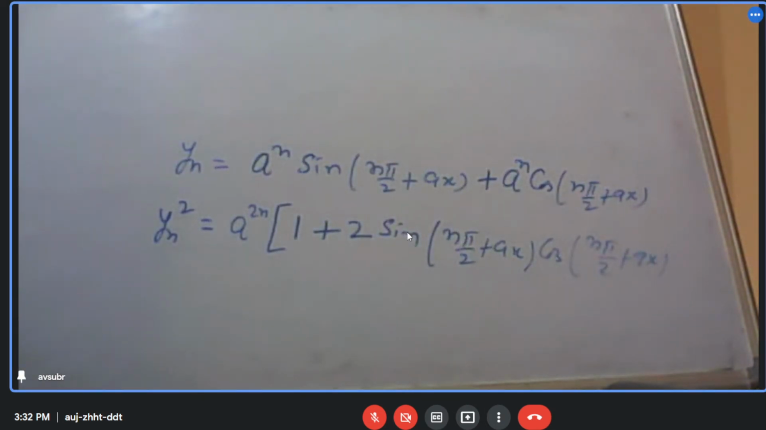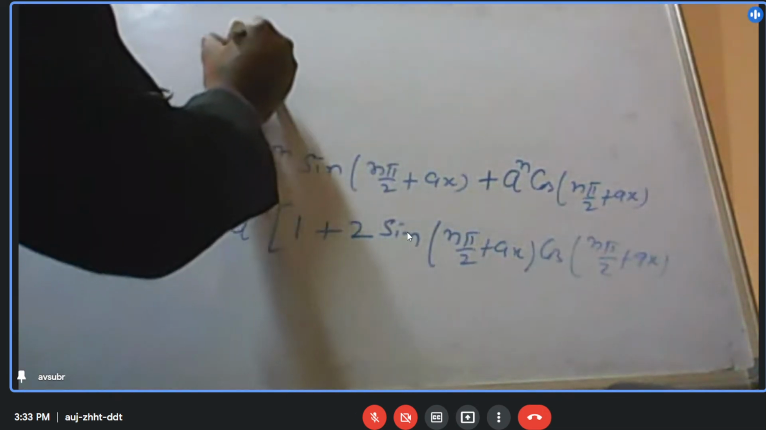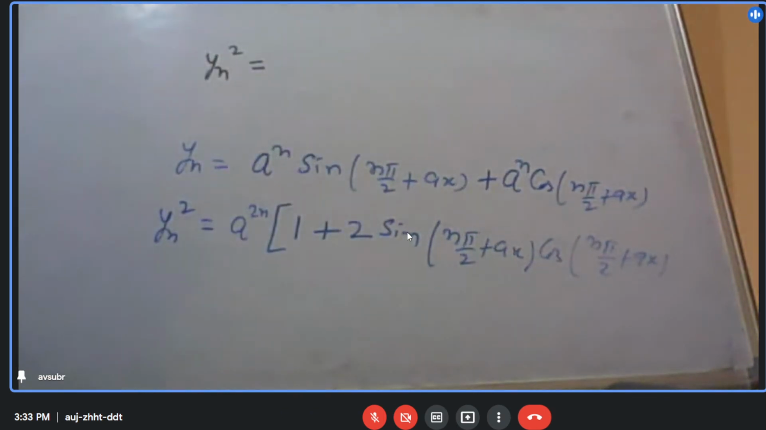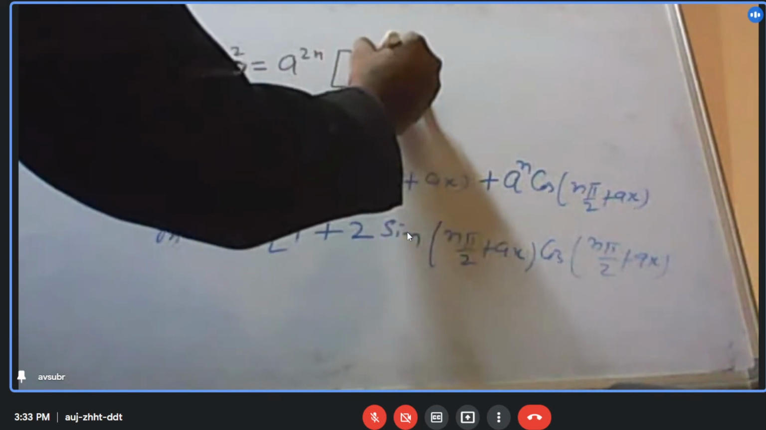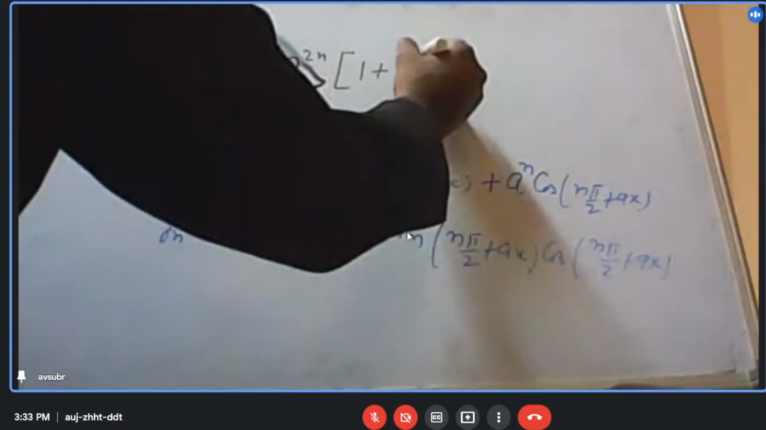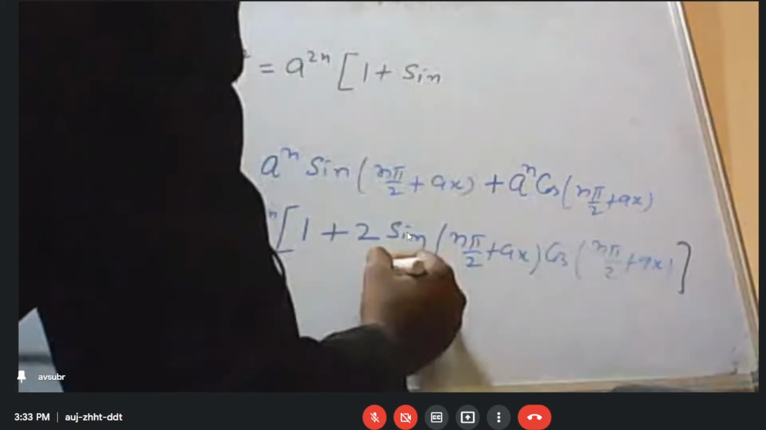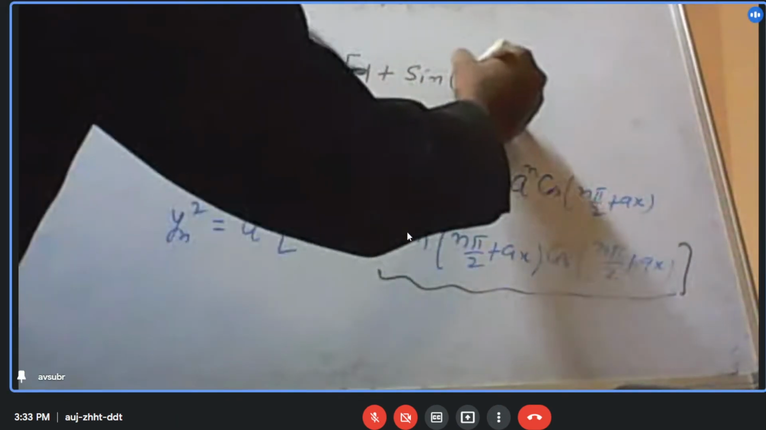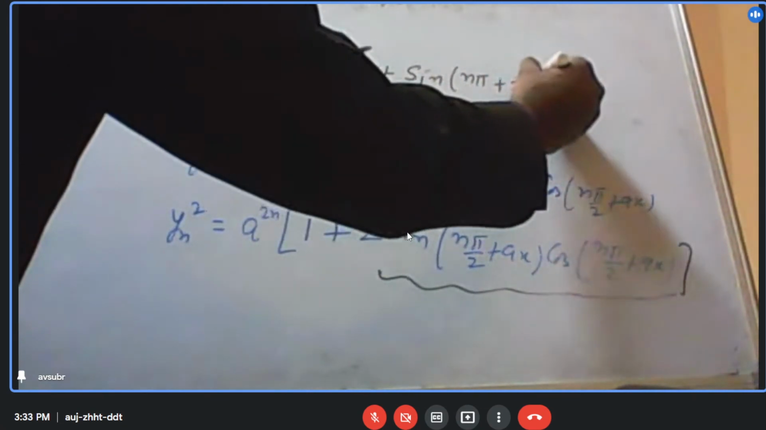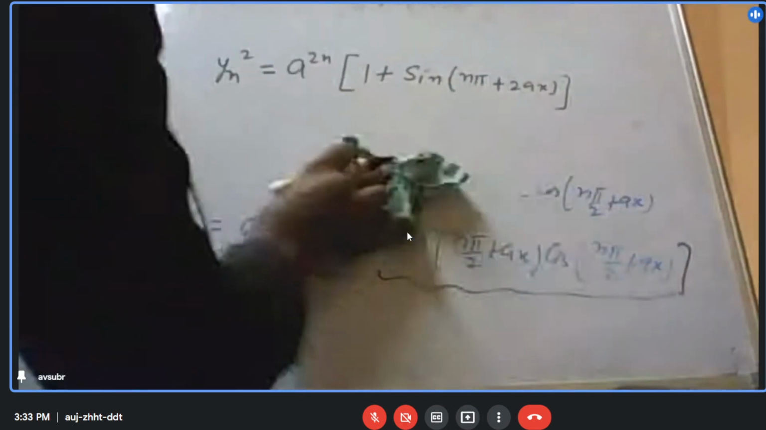So now we can further solve it. yn square is equal to a to the power 2n times 1 plus, can I write it as sin 2 theta? Sin twice of this whole thing means sin(n pi plus twice of ax). I can write it like this.